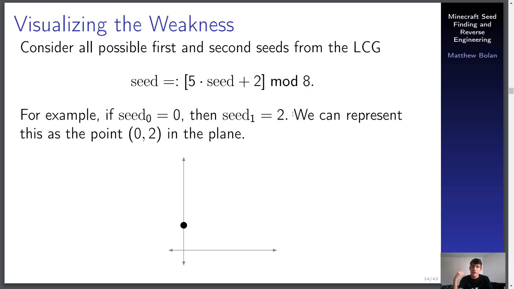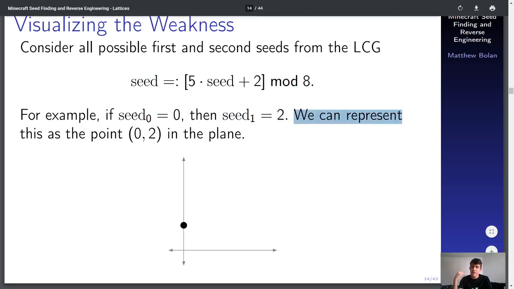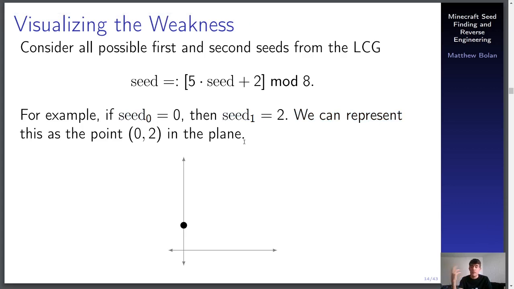Okay? And we're going to represent this fact that seed 0 gets sent to seed 1 like you would represent a function in your high school math class, right? So seed 0, we're going to put on the x-axis. So from now on, I want you to think of the x-axis as the axis of the first seed, the seed 0 axis, if you want. And the y-axis will represent the seed 1 axis.